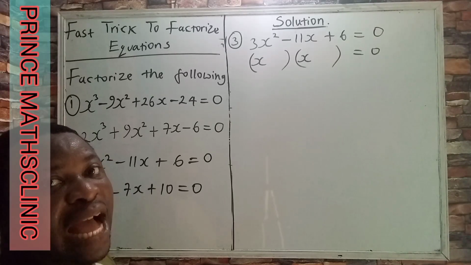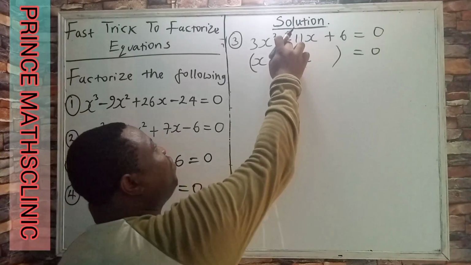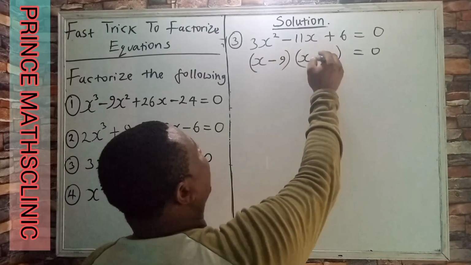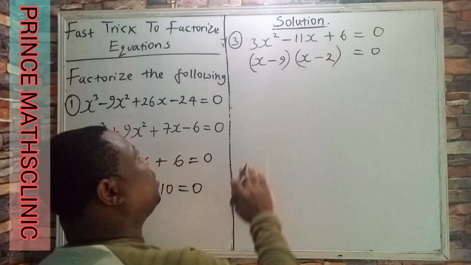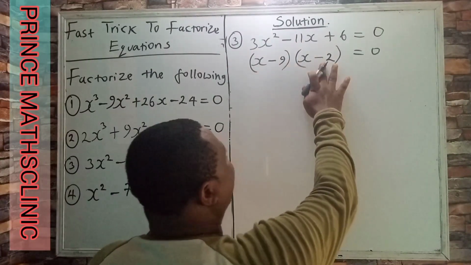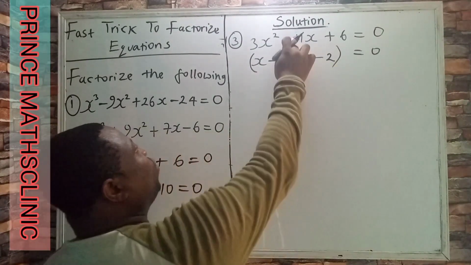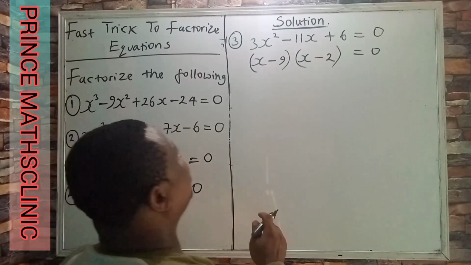They are simply 9 and 2. But I need a negative 11. So if I do minus 9 and minus 2, minus 9 and minus 2 give me positive 18. Then minus 9 added to negative 2 will give me negative 11. So these are the two factors.